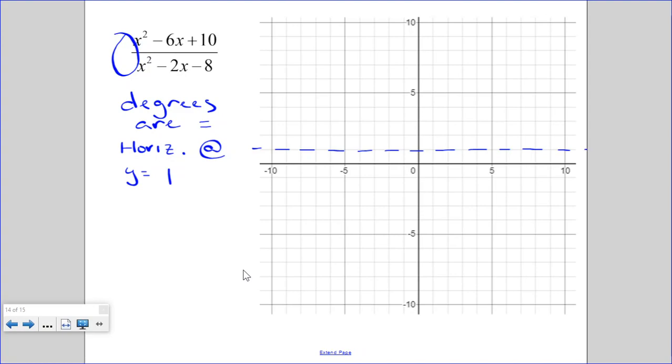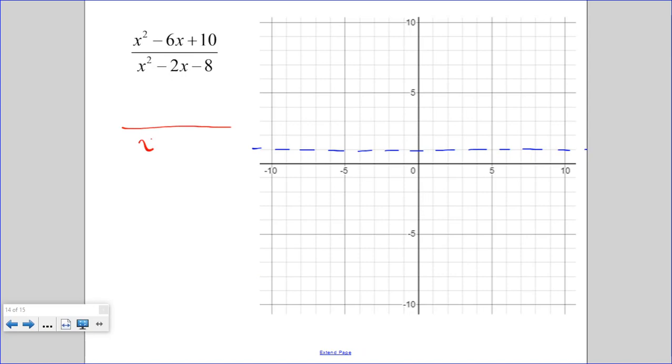The next thing you want to do after that, and you can do some of these things in different orders, so that's okay, but you probably want to start by factoring. Factoring will tell you if the graph has any poles, or vertical asymptotes. So I'm going to start by factoring the numerator and the denominator. The denominator factors to x minus 4 times x plus 2, but the numerator doesn't factor.